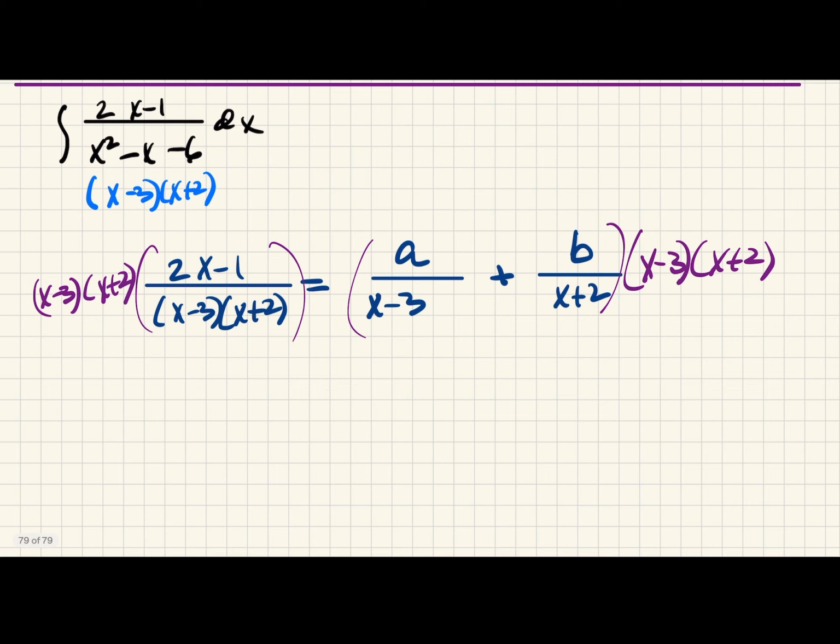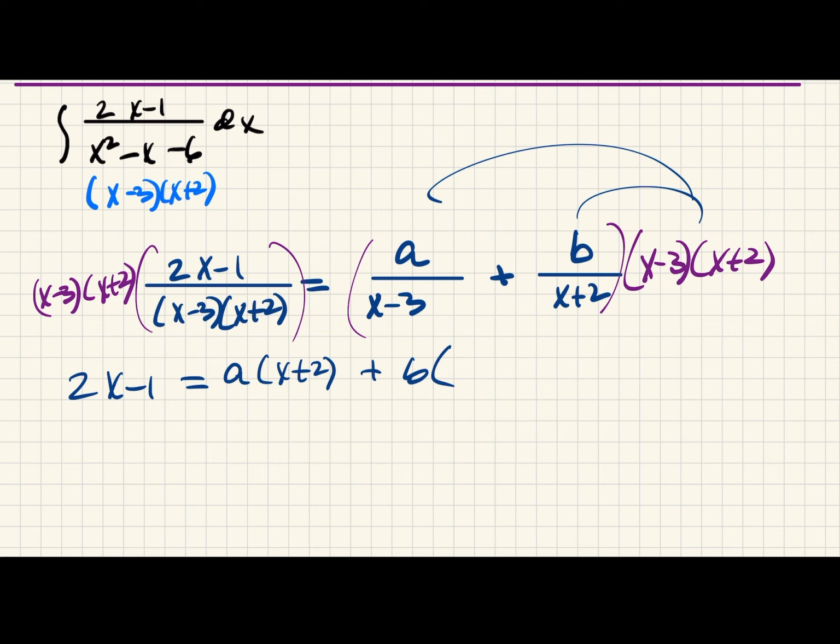Okay, so let's see. On the left-hand side, it all cancels, doesn't it? The denominators cancel. So I just have 2x minus 1. On the right-hand side, I'm going to distribute that thing, and the x minus 3 is going to cancel in the first term. So I have a times x plus 2 plus, and in the second term, the x plus 2's cancel. So I have b times x minus 3.